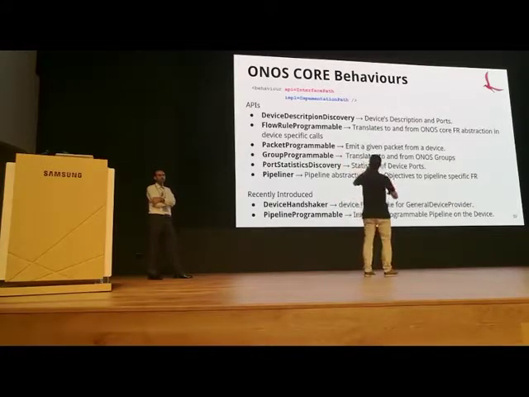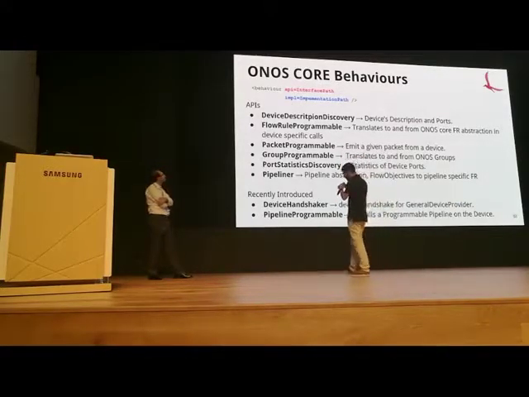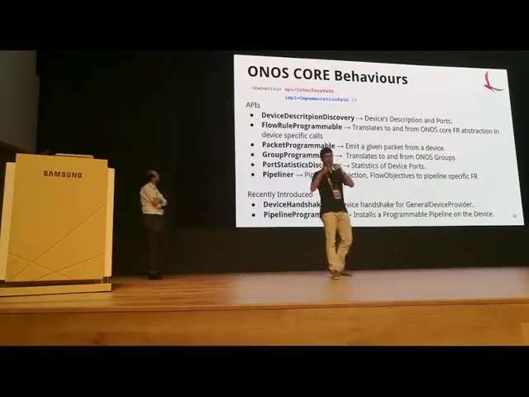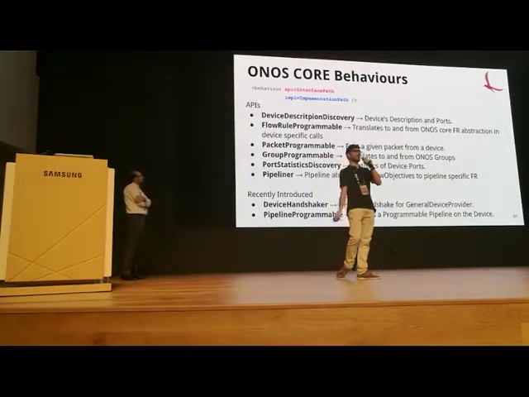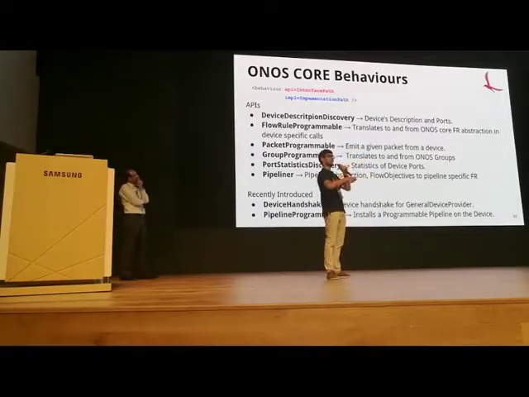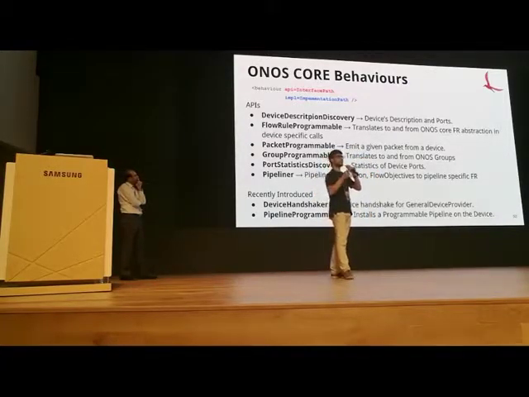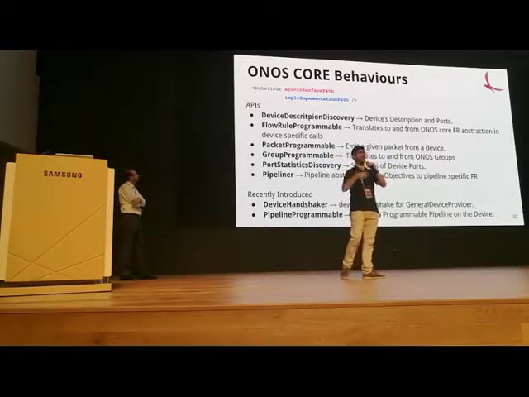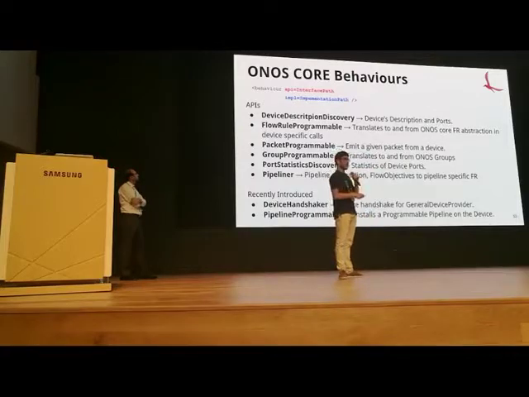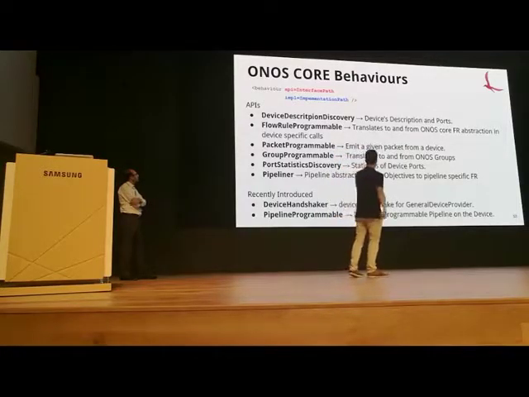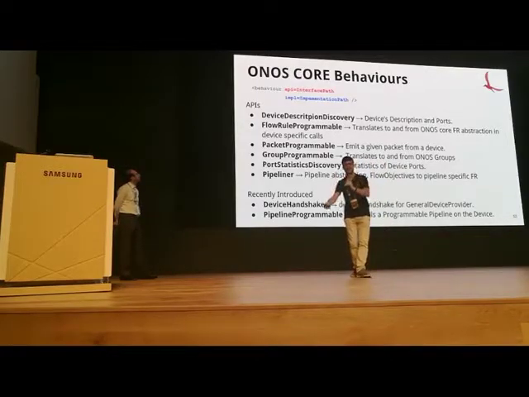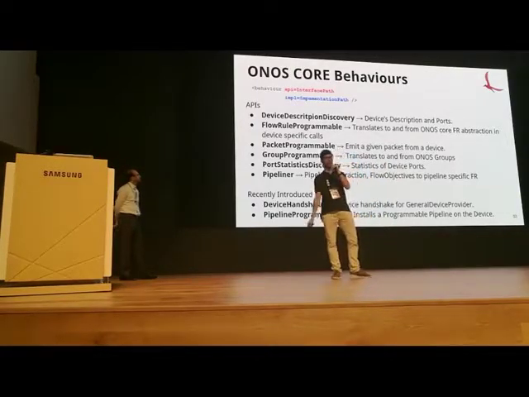So some key behaviors that we use in ONOS to do some very important elements. Device description discovery: discover what the device is, what it's for. FlowRule programmable: translate the ONOS core concept of the flow rule to any call to your device to make that match action happen. Packet programmable: emit a given packet. Group programmable: translate back and forth from any given action on the device to the groups.